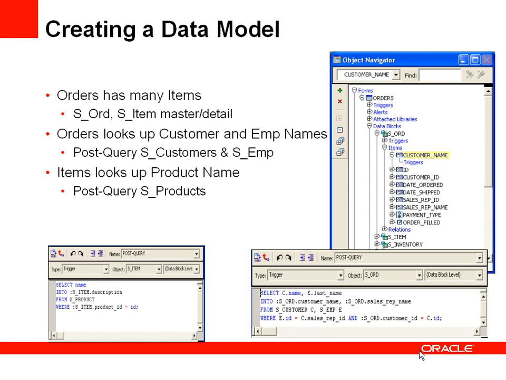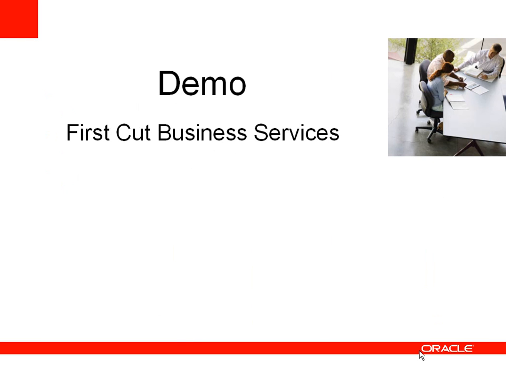A very common feature in Forms application is the use of a post query. So a post query trigger can be used to look up, for example, a product's name or a product's description based on the product ID, or a customer's name or a sales rep's name based on their ID. So those are very common Forms features that we also had to implement in the ADF application. So let's hand over to Lynn and show how we did this first cut of the business service.